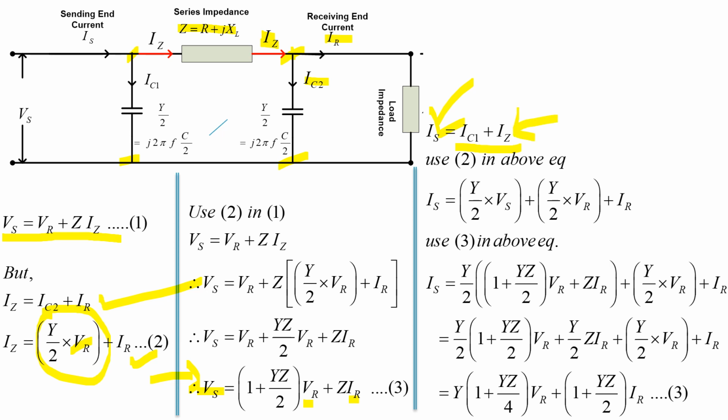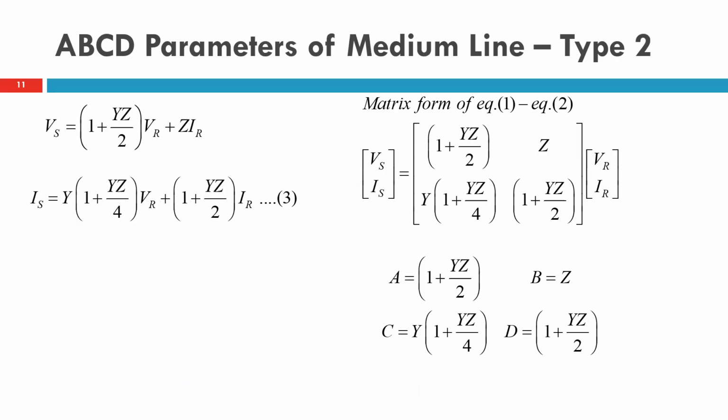Use equation number 2 in the above equations and simplify. You will get Is in terms of Vr and Ir. That was the objective of these derivations. So we got equation number 3. You get the sending end voltage in terms of Vr and Ir, and the sending end current Is is also in terms of Vr and Ir. Just make it correct: this is equation number 4, not equation number 3. So this is the summary of the ABCD parameters of the medium transmission line, and you can identify A, B, C and D from these matrix equations.